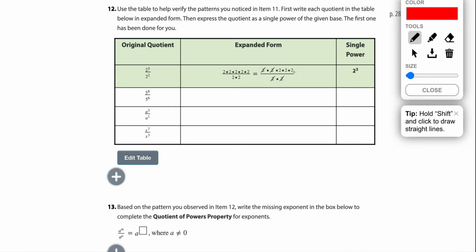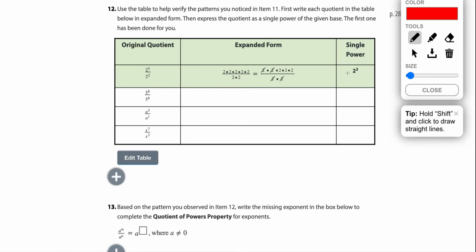Well, when you actually write it out, you can see that these cancel each other. One on top cancels one on bottom. Another one on top cancels another one on bottom. And all you're left with is 3 2's, so that's 2 to the 3rd power. The easy rule for this, the trick, is that when you're dividing like bases with exponents, subtract the exponents. 5 minus 2 is 3.